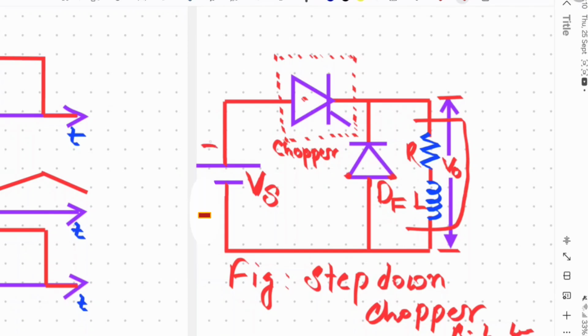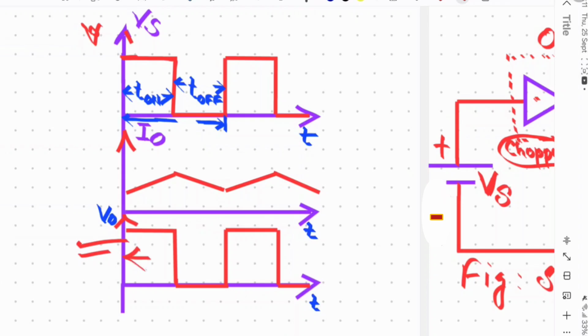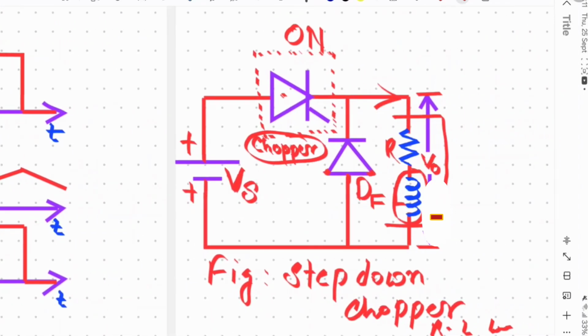Whenever this switch is on, this chopper is on, at that time the inductor will charge. When it is on, current will flow through the inductor and the inductor will charge. Now the waveform for the output voltage: when the switch is on, this is T on and this is T off. When the switch is on, the supply voltage appears across the load. When current flows through the inductor, the inductor charges. When the switch is off, the inductor is discharged through the freewheeling diode.